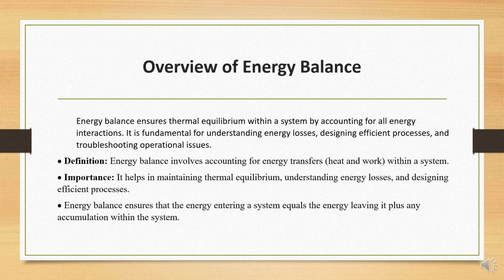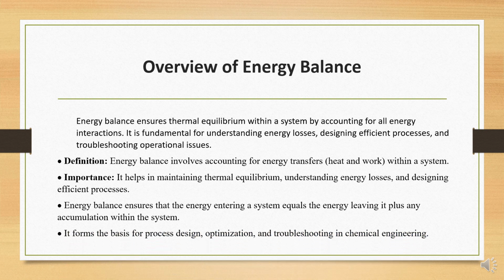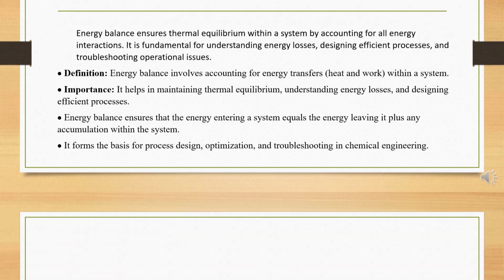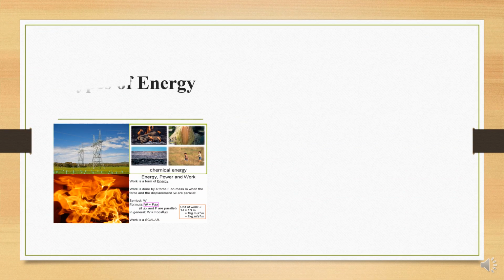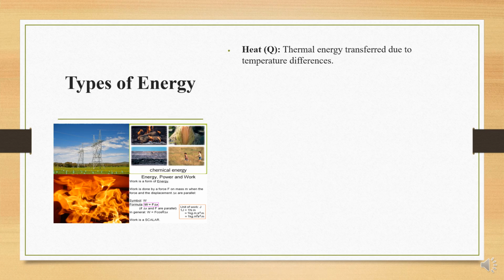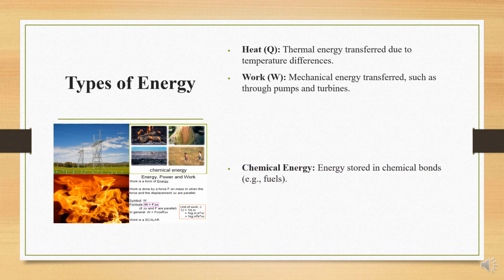Energy balance ensures that the energy entering a system equals the energy leaving it plus any accumulation within the system. It forms the basis for process design, optimization, and troubleshooting in chemical engineering. Types of energy. Heat, thermal energy transferred due to temperature differences. Work, mechanical energy transferred, such as through pumps and turbines.